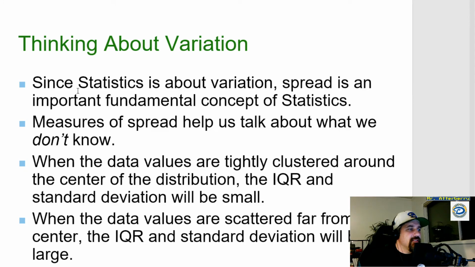Since statistics is about variation, spread is an important fundamental concept of statistics. Measures of spread help us talk about what we don't know. When the data values are tightly clustered around the center of the distribution, the IQR and standard deviation will be small. When the data values are scattered far from the center, the IQR and standard deviation will be large. So one more time, when the data values are scattered far apart, the IQR and standard deviation will be large. Think about something maybe like the height of high school boys.